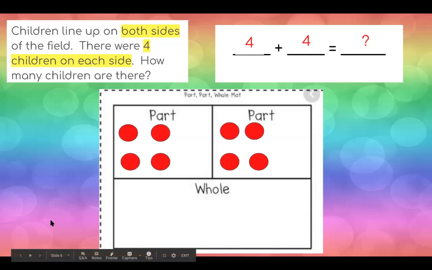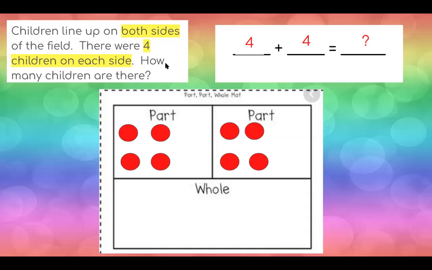On my part whole mat, I know that there are 4 children on one side of the field, and there are 4 children on the other side of the field. So on my mat, I put 4 counters on one part and 4 counters on the other part. Now let's go back to the equation. It says, how many children are there? Well, I know that I'm going to be putting the 4 children on one side together with the 4 children on the other side.